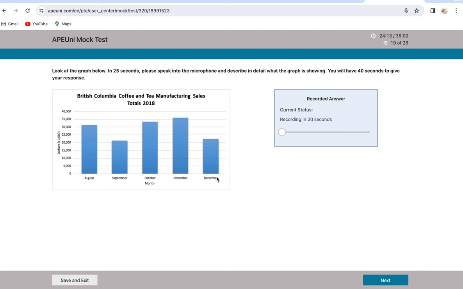British Columbia Coffee and Tea Manufacturing Sales totaled 2018. The highest value was 36,000, which was in November. The lowest value was 21,000, which was in September.